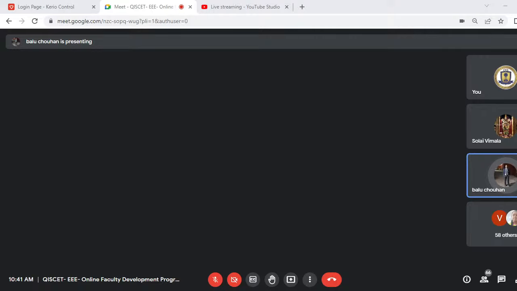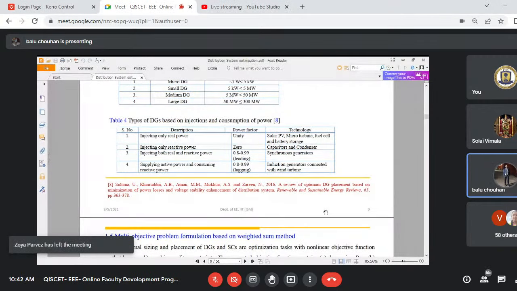The types of DG, based on the injection and consumption of power from the substation, are divided into 4 types: DGs injecting only real power, DGs injecting only reactive power, DGs injecting both real and reactive power, and DGs supplying active power and consuming reactive power. In this case, our main focus is on DGs injecting only real power for the distribution system case, as well as DGs injecting only reactive power, which we have considered in the transmission system.